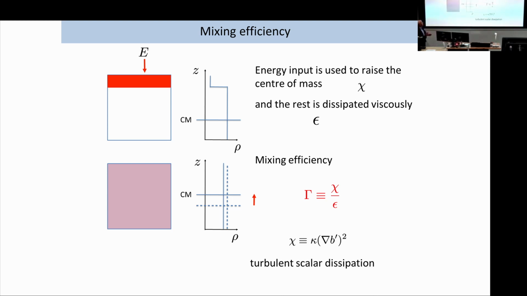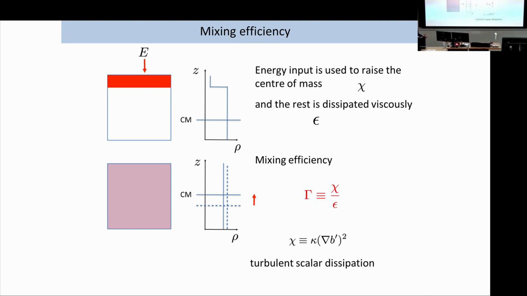And what you do then is you raise the center of mass. So if you look at the center of mass, cm, for the first stratification, because all the buoyant stuff is at the top, when you mix it, the center of mass moves up. So you do work. And the question is, how much of the work that you're doing is raising the center of mass, and how much of it is just being dissipated viscously? Right? So if you think about the ocean and the wind, how much of the energy the wind is putting in is actually doing the mixing, and how much is just being viscously dissipated.